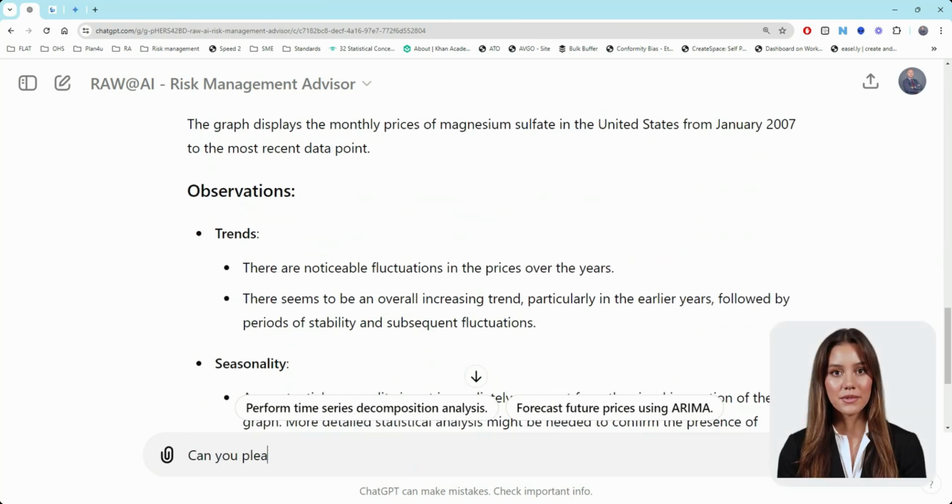Now let's ask some basic questions. Can you please calculate price returns and show me the monthly values, just like you would ask a human? Because what I want to do next is start looking at how to convert this historical price data into a volatility measure that I can use for future decision making.